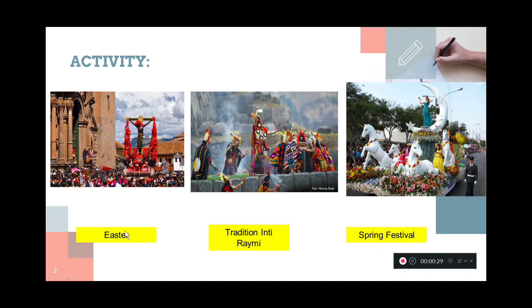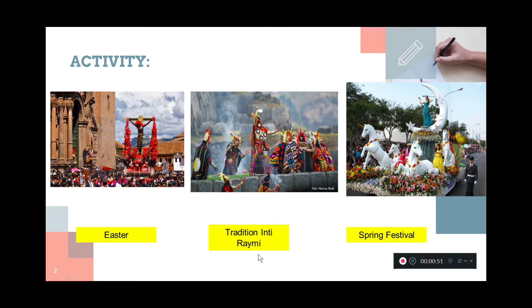Easter means la Semana Santa. We already know that Easter usually takes place around Perú. Usualmente va a tomar lugar alrededor del Perú, en varias zonas. Each place has its own traditions. Cada lugar va a tener su propia tradición.